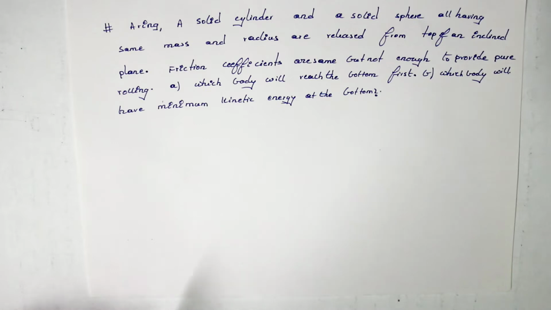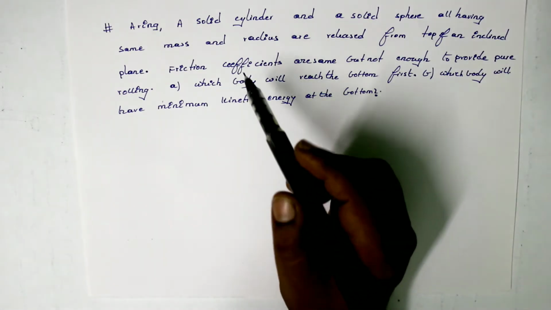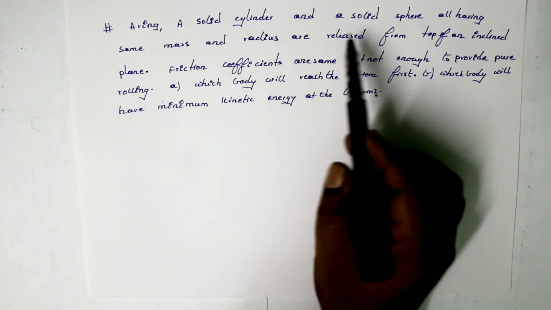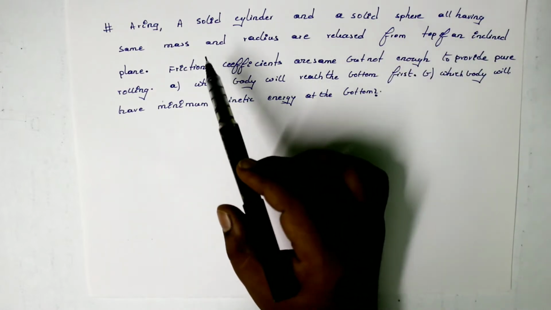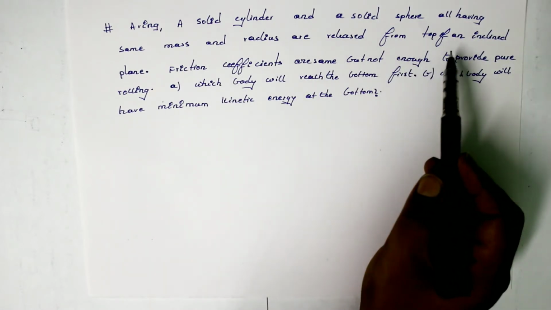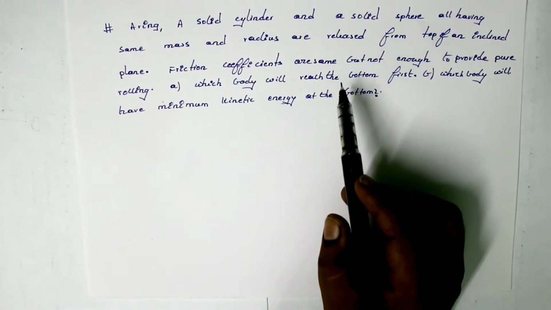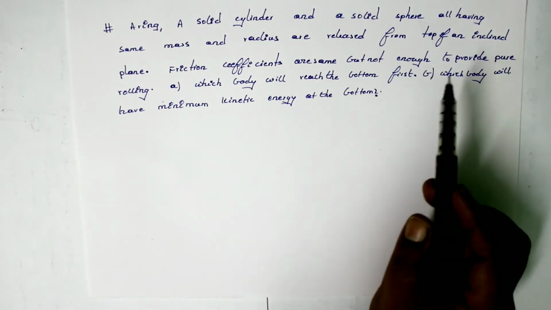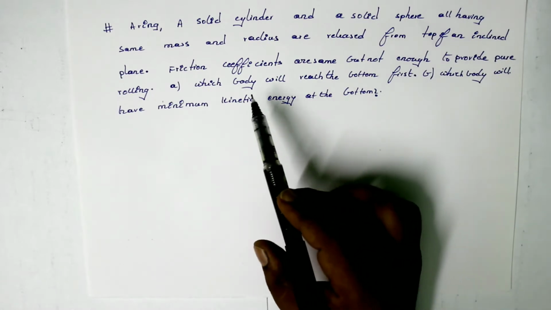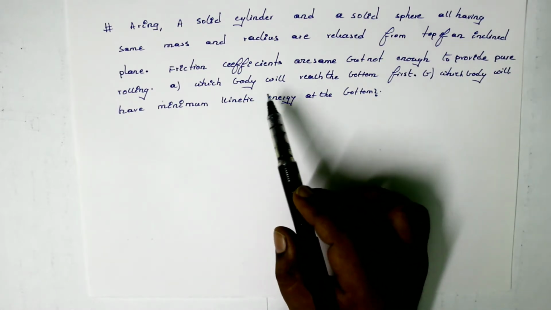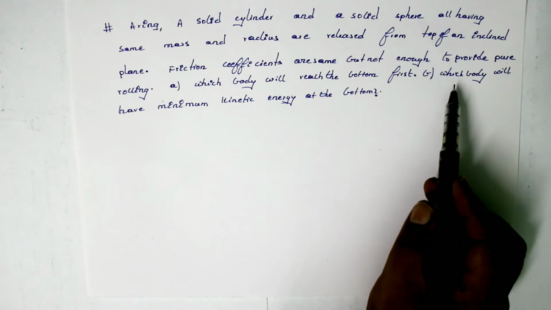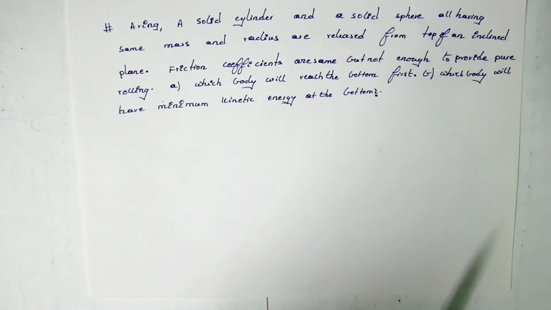Now let us see this question. A ring, a solid cylinder and a solid sphere, all having the same mass and radius, are released from the top of an inclined plane. The friction coefficient is the same but not enough to provide pure rolling. So the questions are: which body will reach the bottom first, and which body will have minimum kinetic energy at the bottom. This we are supposed to find out.